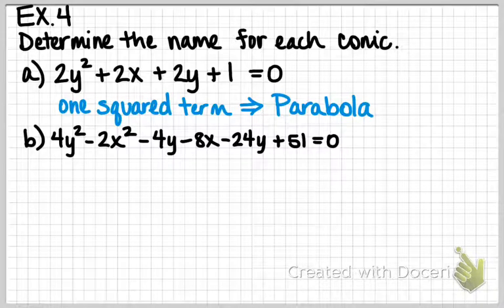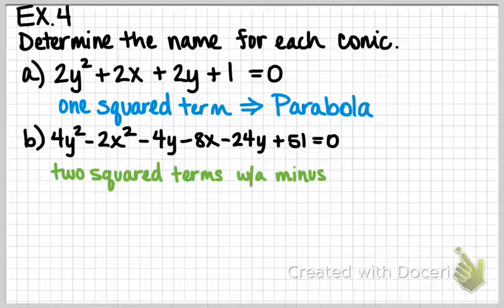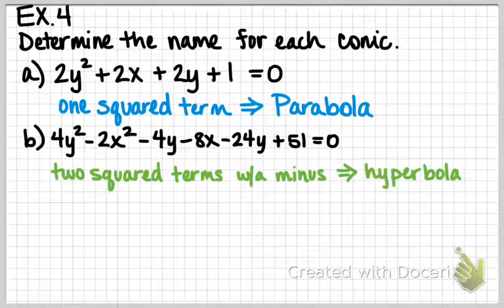This second equation, I've got 4y squared minus 2x squared, and then a whole bunch of other stuff. I really only need to look at the y squared and x squared to determine what type of conic it is. Well, I see I have two squared terms. One of them is a positive and one is negative. So since I have opposite signs with the squared terms, I know this is a hyperbola.